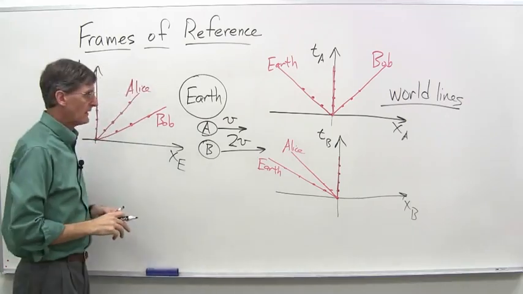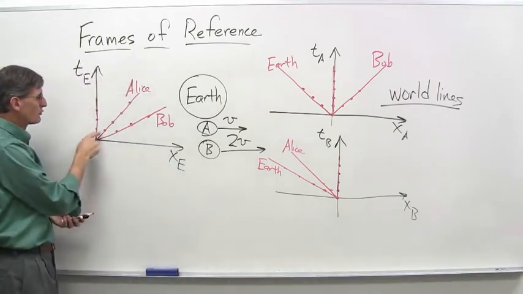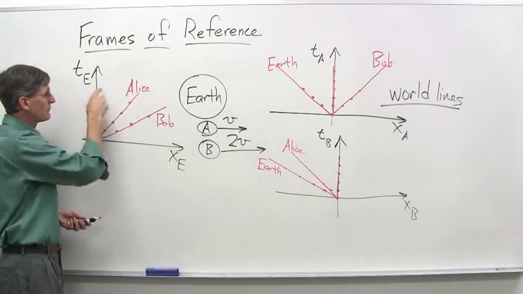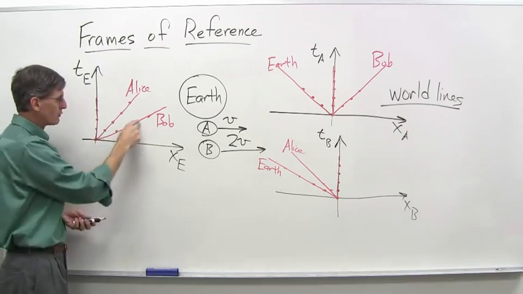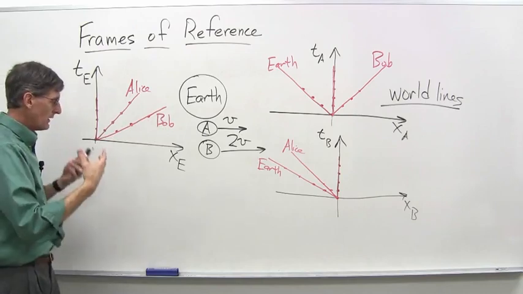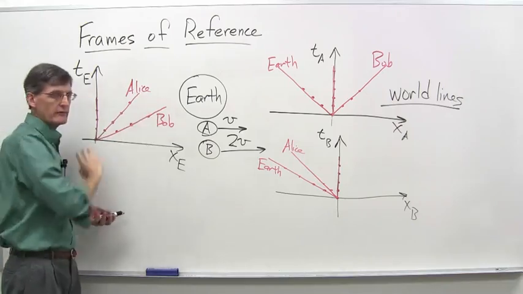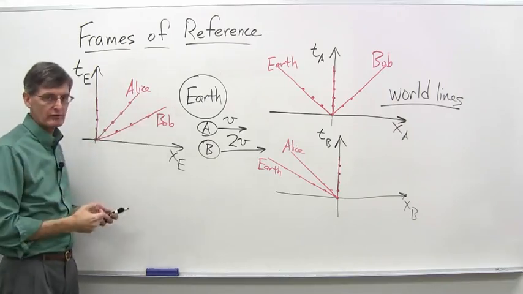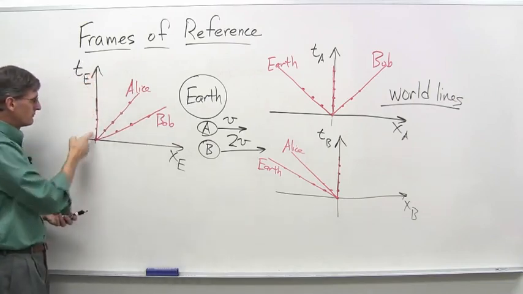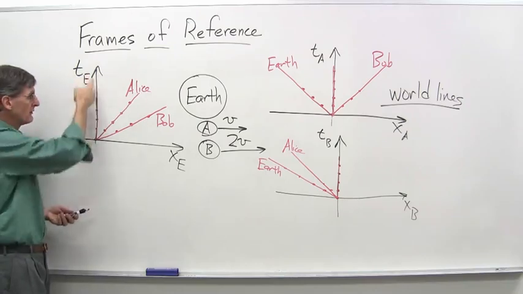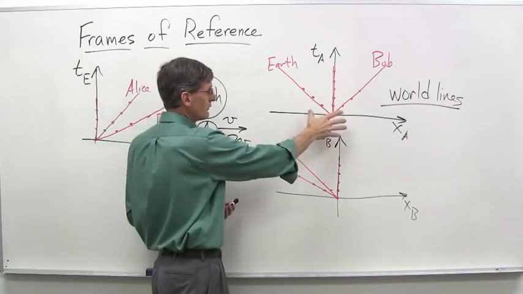World lines. In this case, this is Alice's world line from the perspective of an observer on Earth, from the Earth frame of reference. This is Bob's world line. It's really tracking his position and time through the frame of reference of Earth, through Earth's space-time diagram. And the world line for this Earth observer is just a vertical line here, it never moves. Same thing for Alice.